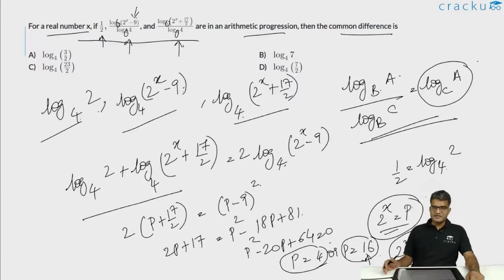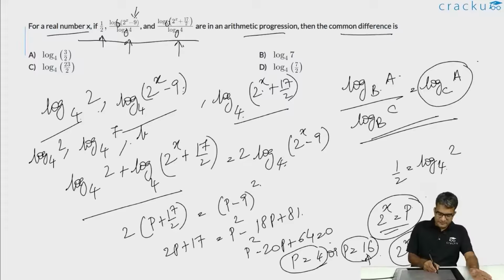The three terms which are in an arithmetic progression are log 2 to the base 4, log of 2 to the power x, which is 16, 16 minus 9 is 7, so 7 to the base 4, and log of 2 to the power x, again 16, plus 17 by 2 will be 49 by 2 to the base 4. So, the common difference is the middle term minus the first term, which is equal to log of 7 by 2 to the base 4. So, the correct answer is option D.